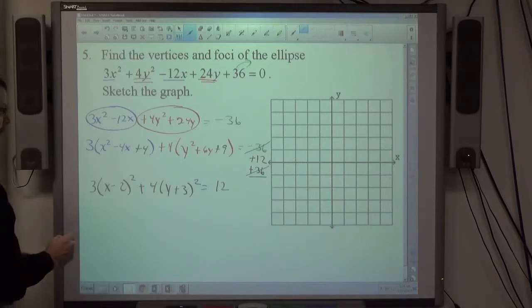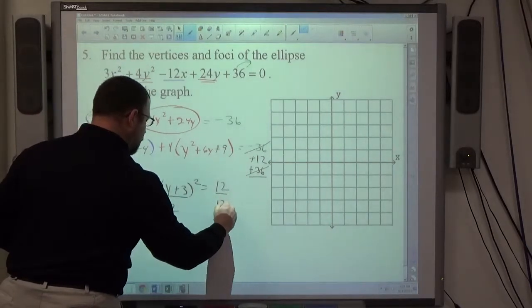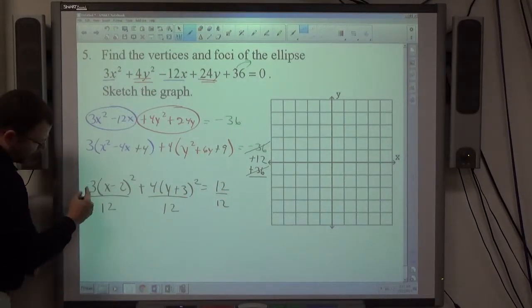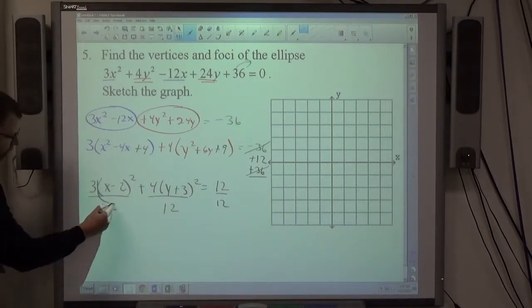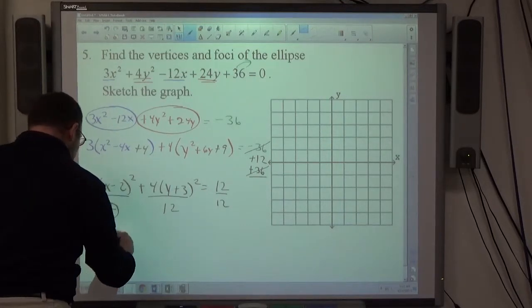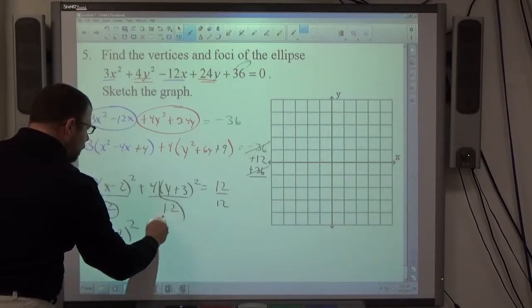Last step is divide everything by 12. Again, standard form has that equals 1. We always want that equals 1. Now, 3 twelfths reduces to 1/4 and 4 twelfths reduces to 1/3. Always invert this fraction. So 12 over 3, even if it doesn't come out nice and pretty, 12 over 3 equals 4. 4 twelfths becomes 3.